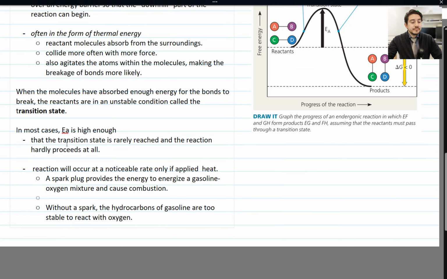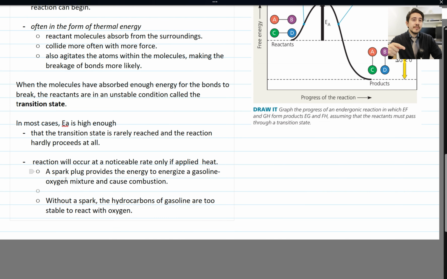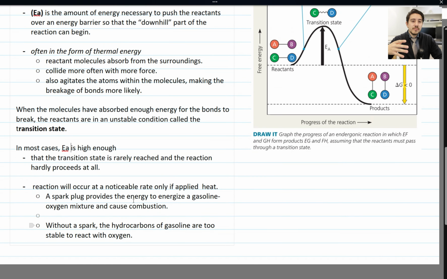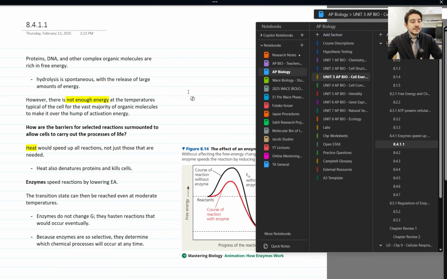Okay. So reactions do occur generally when you apply enough heat. Some examples here: a spark plug will provide energy for gasoline and oxygen to react together and cause combustion. Without that spark, without that input of energy, the hydrocarbons of gasoline will be too stable to react with oxygen. Nothing will happen. So you need some initial form of energy to forward the reaction. Let's continue on here.